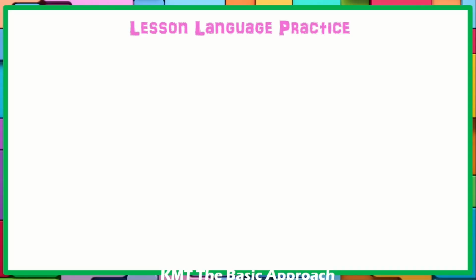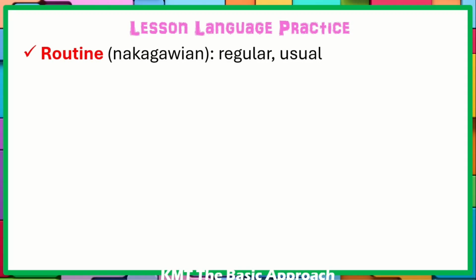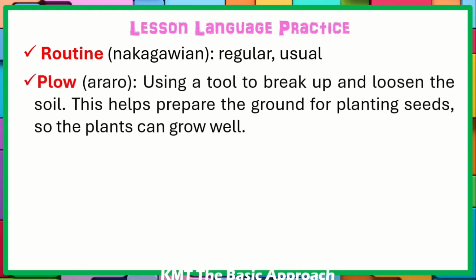Lesson language practice. Routine. It means regular or usual. In Tagalog, it means nakagawian. Next, we have plow, or araro in Tagalog. It means using a tool to break up and loosen the soil. This helps prepare the ground for planting seeds so the plants can grow well.